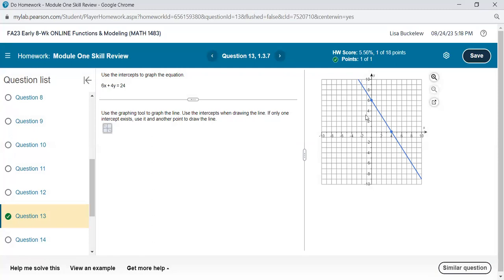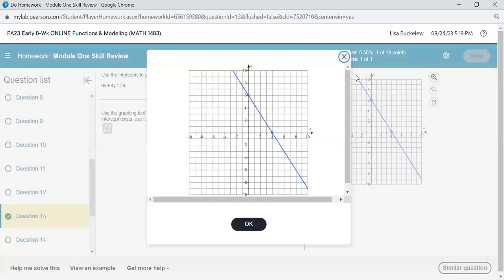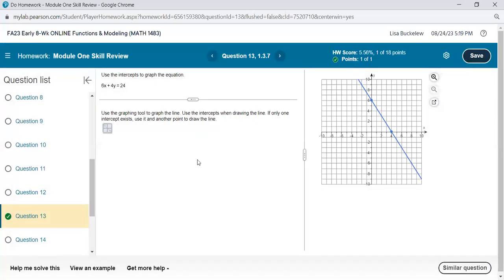Okay, so that's how you use the graphing tool in my math lab to graph a line. You have to pick which shape, so you pick the picture of the line, and then you plot 2 points, and then you save it, and that's how it works.